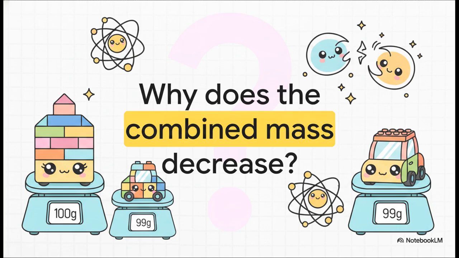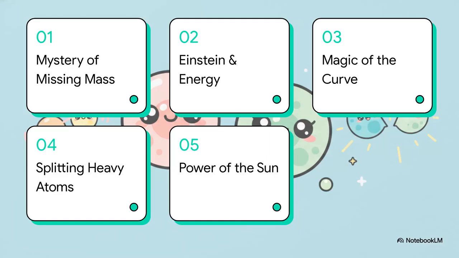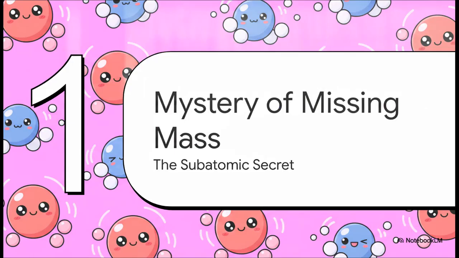Let's find out why. Here's our roadmap for today. We'll cover the mystery of the missing mass, Einstein and binding energy, the magic of the curve, fission and splitting heavy atoms, and finally, fusion, the power of the sun. Let's get to it. Section 1. The Mystery of the Missing Mass.